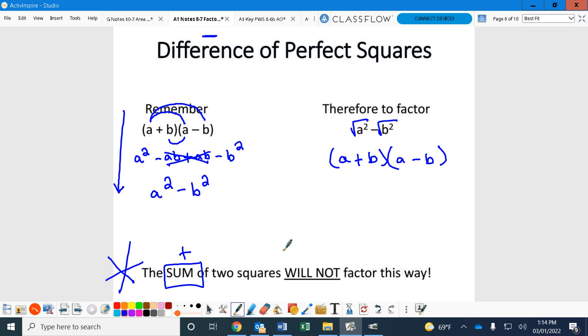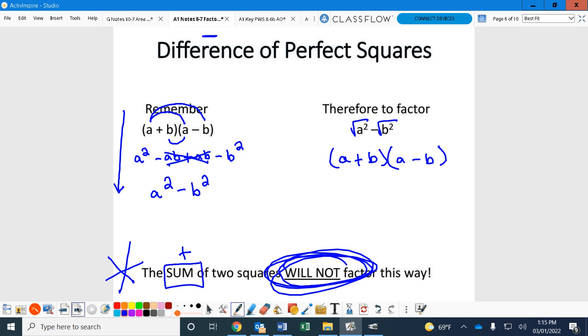This only works for subtraction. Guys, that's why it's called the difference of perfect squares. It only works when you're subtracting perfect squares. Questions? Like that's huge, guys. These will not factor if it's a plus in the middle this way. Okay, because it's going to be on your test, I'm telling you.